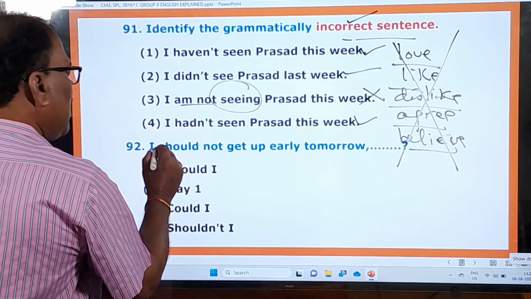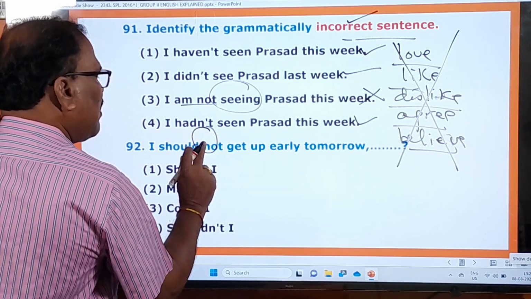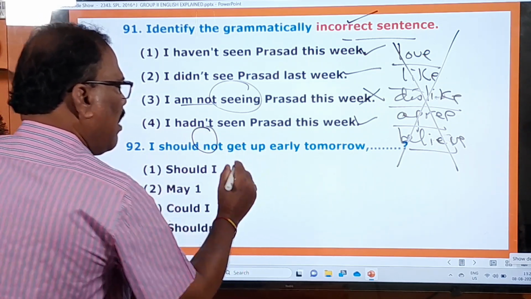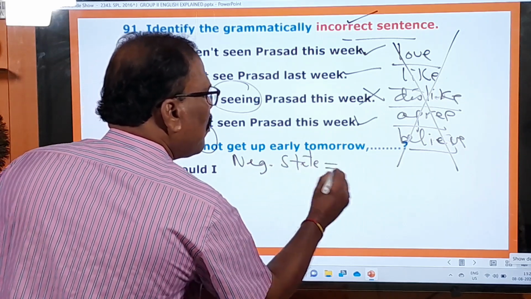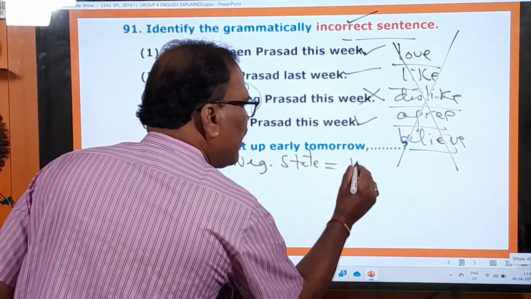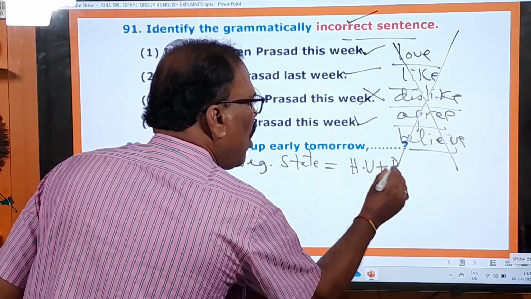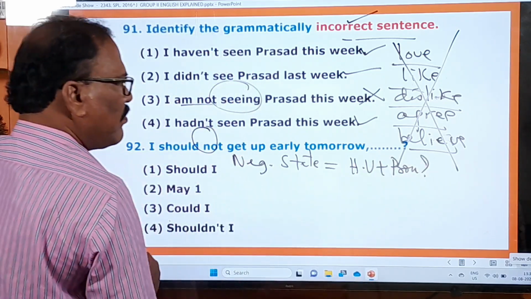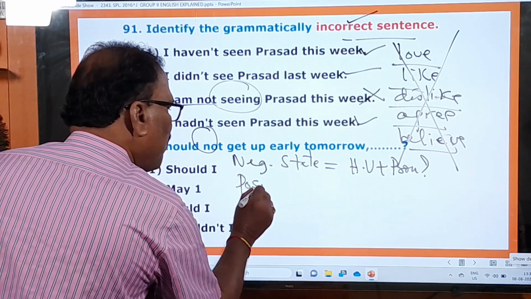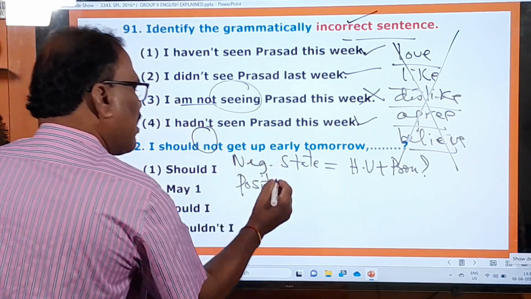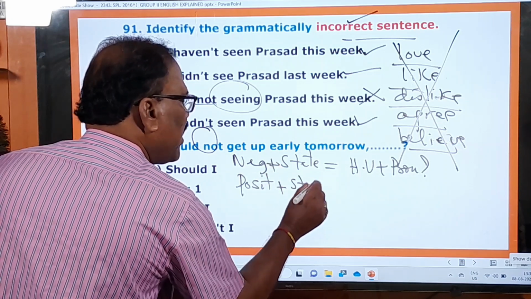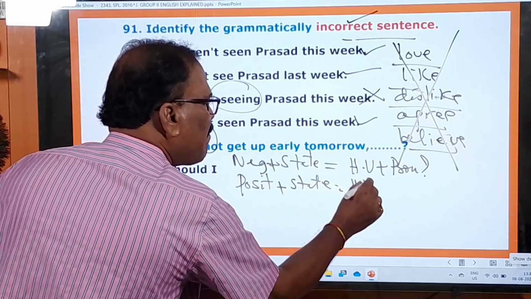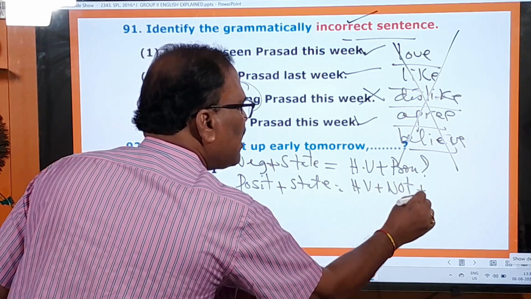So here, in this statement there is a not. Not means it's a negative statement. For a negative statement, the question tag should always be like this: helping verb plus pronoun. That's all. For a positive statement, what is that? Positive means without not or never or something like that. Positive statement: helping verb plus not plus pronoun.